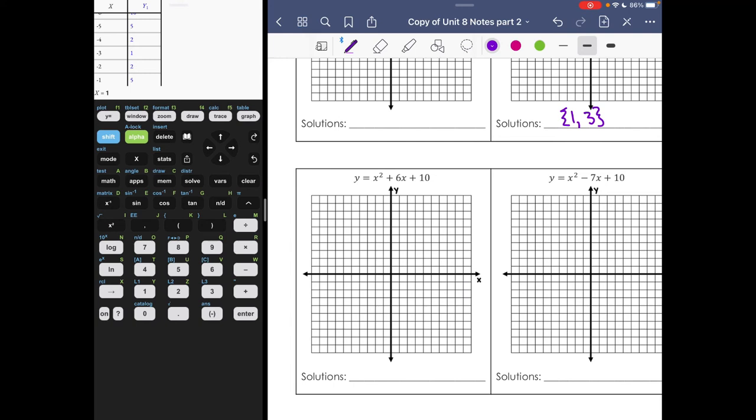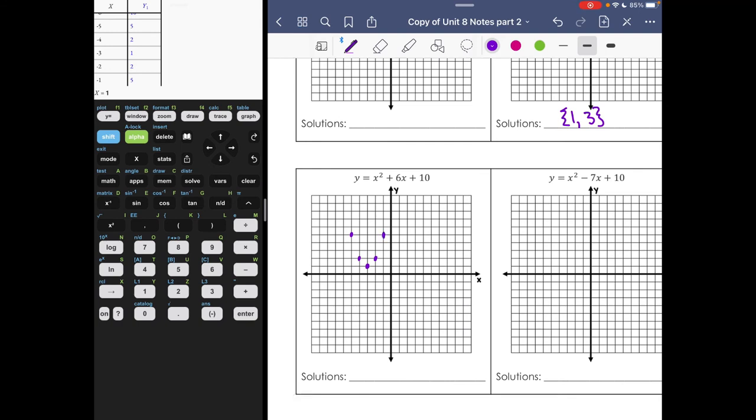So I'm going to have negative 3, 1, so I'm going to go left 3, up 1. And then I've got negative 4, 2, so I'm going to go left 4, up 2. And negative 5, 5. So I'm going to go left 5, up 5. And then on the other side, I had negative 2, 2, so left 2, up 2, and negative 1, 5.